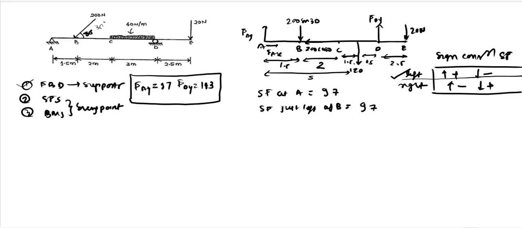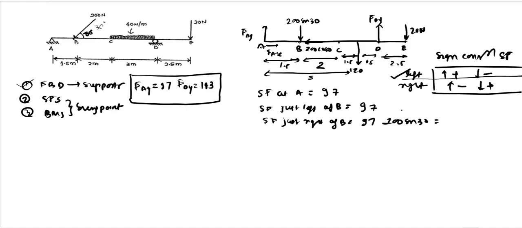That is why we are saying that shear force just left of B is 97, because there is no shear force between A and B. As you can see in the diagram, there is a sudden force at B only. So it will be the same between A and B. So shear force just left of B will be the same as it was at right of A, which was 97. Shear force just right of B will be 97 minus 200 sine 30.